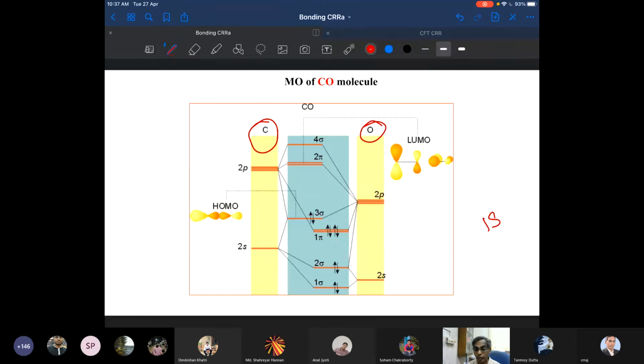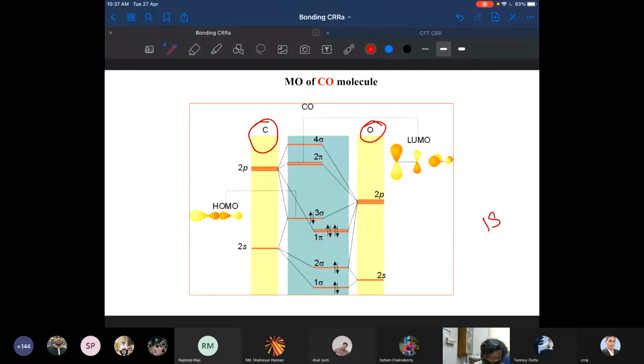You know the number of electrons. Carbon has 6, oxygen... how many electrons? Anybody unmute and tell? 14. How did you get 14? 6 plus... Okay, right. Now what you need to do is fill up the electrons. That is very straightforward, and because you already studied this in your class 10, that's not a big issue.